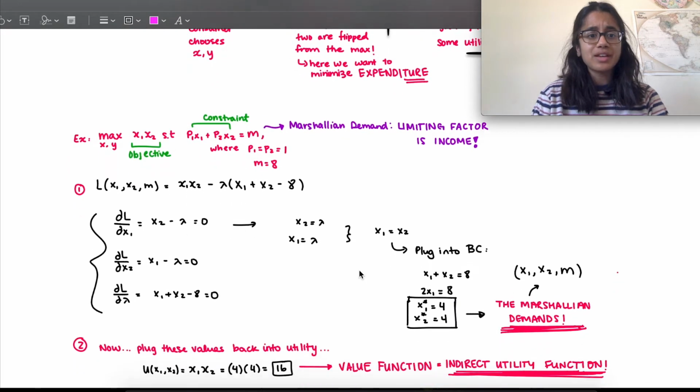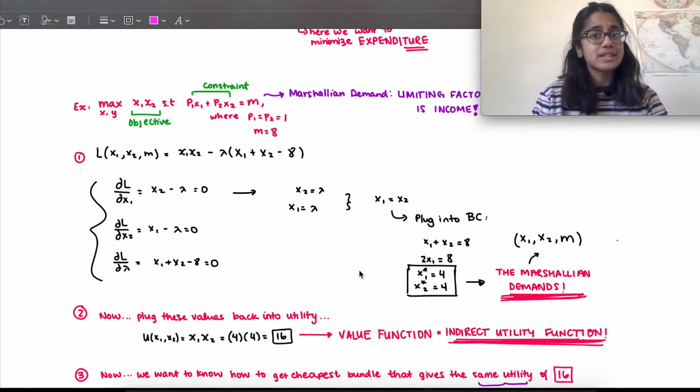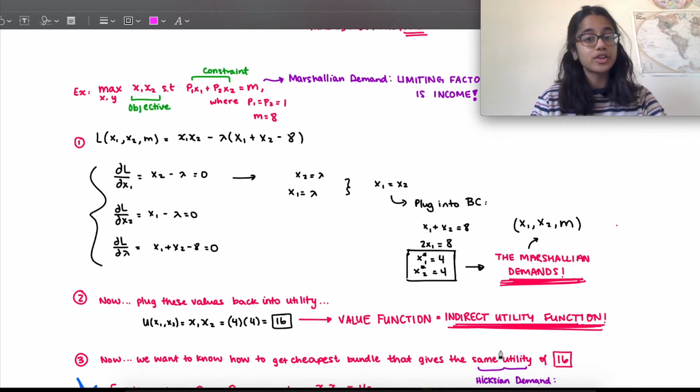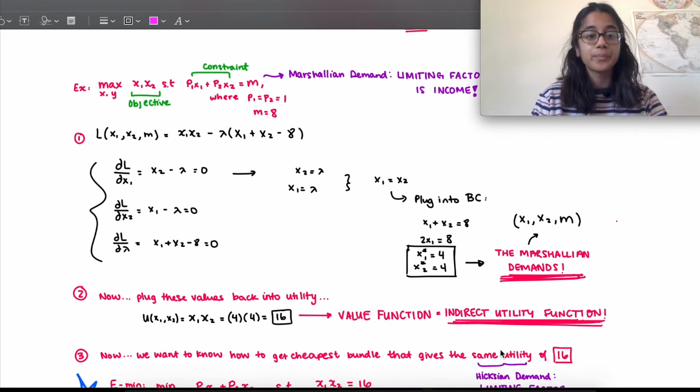I'm not going to go through the first two problems because, like I said, I worked on this in the last example. Here, we're just looking for our optimal bundle, and we're plugging it back in to find the indirect utility. We have 4 and 4. Plug it back into the objective, and you get 4 times 4 is 16, and that's my indirect utility. I don't want to go over it too much because I worked on it in the last problem.